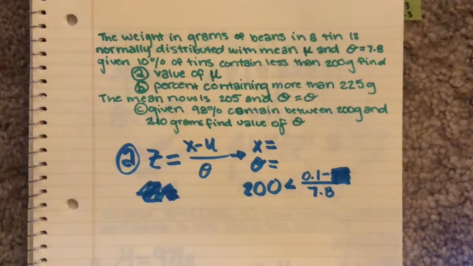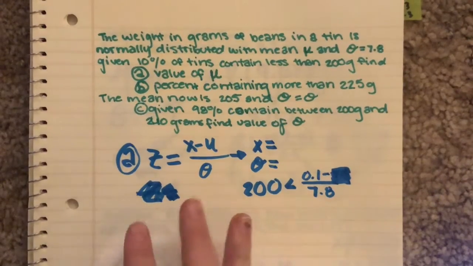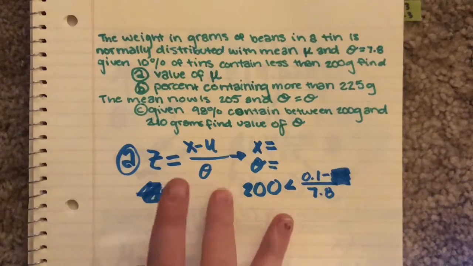This question says, the weight in grams of beans in a tin is normally distributed with a mean of mu, it looks like a k, and a standard deviation of 7.8. Given that 10% of tins contain less than 200 grams, find, and then they ask us a lot of things. So I already got us started here on part A.